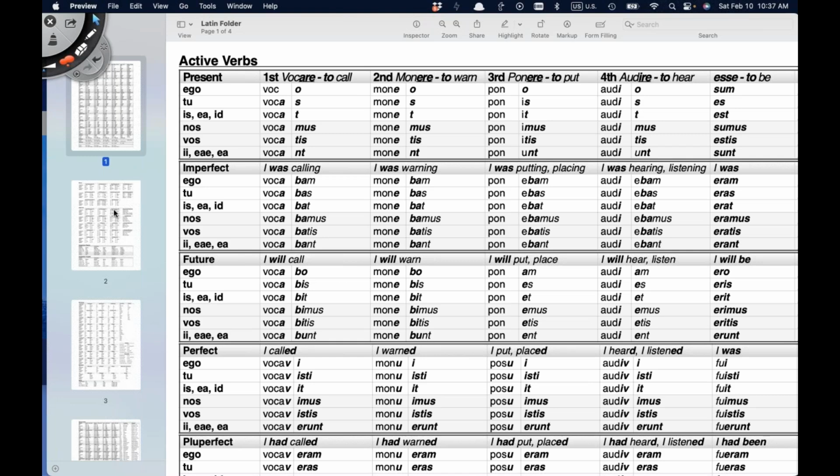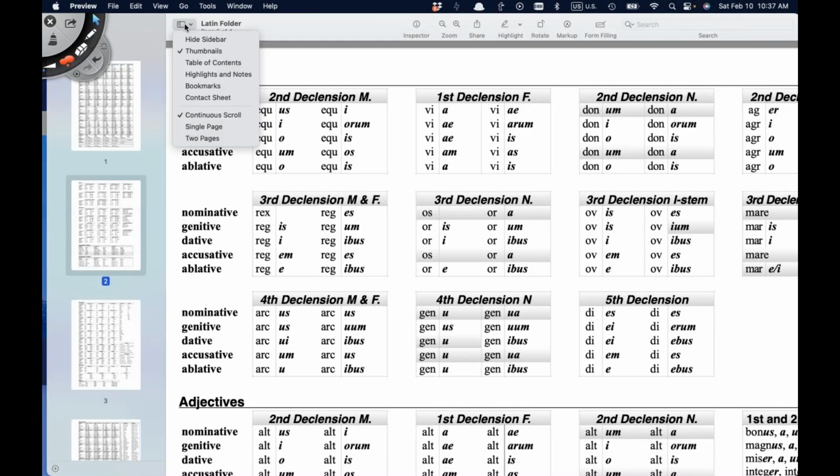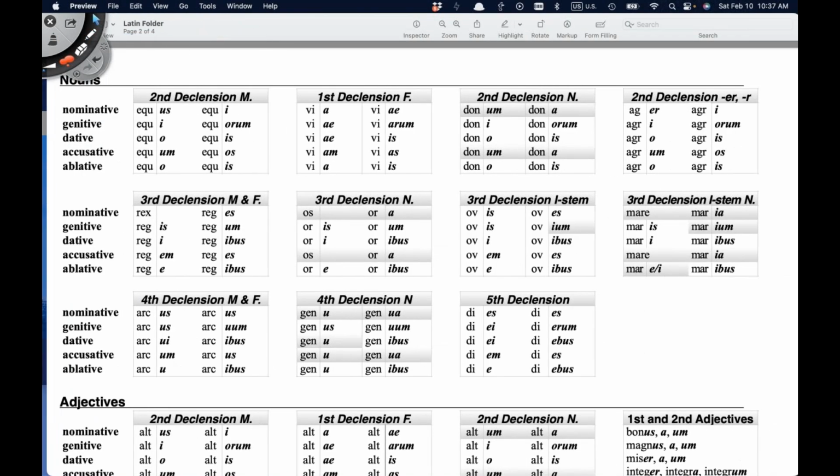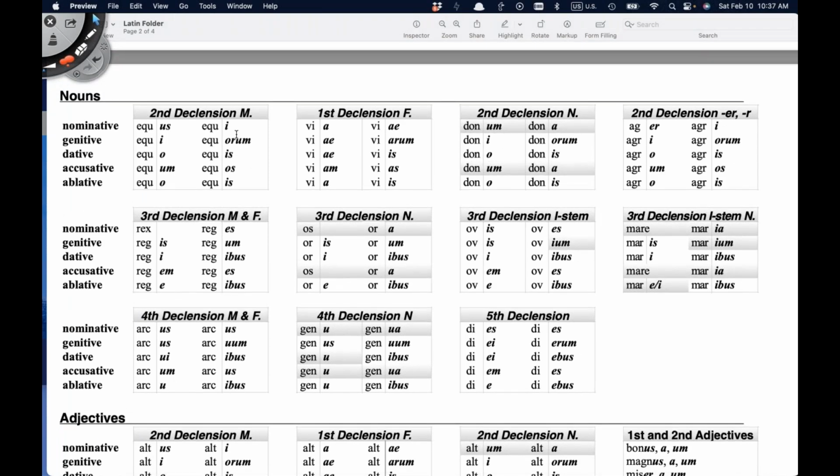On the charts, you'll find the nouns on this second page here, page 2. So let's go there. And let's get rid of that sidebar. Okay. So you'll find here nouns. This is what we're talking about in Visual Latin lesson 3. And we're learning, don't worry about these names yet, second declension, first declension, second declension. We're learning that there are masculine nouns, M stands for masculine, feminine nouns, and neuter nouns.